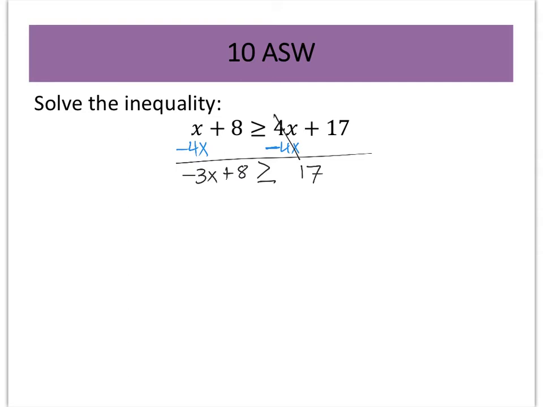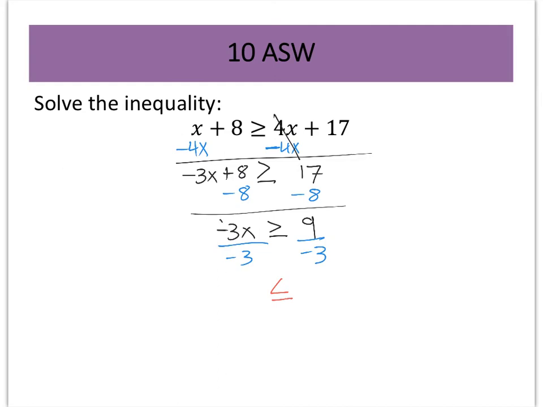Okay. And then I have to subtract 8, so minus 8 from both sides. So I get the statement negative 3x is greater than or equal to 9. Okay? And then I have to divide by negative 3. And it's really important, we go back to our notes from earlier. If I divide by negative 3, the symbol has to flip. So I'm just going to go ahead and do that right now. The symbol has to flip.